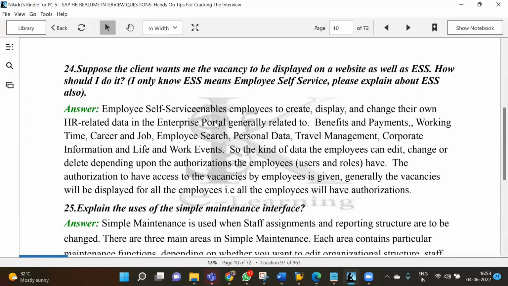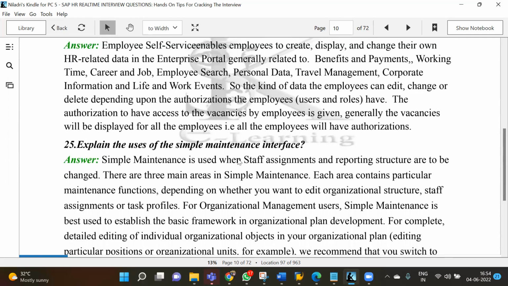But again, as we speak today in 2022, I really don't want to see these things. Mostly people have gone for SuccessFactors. Long back, 10 years back, I had seen these questions. So just for a recap, we can see it here.